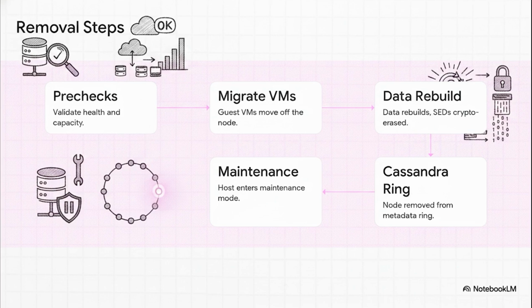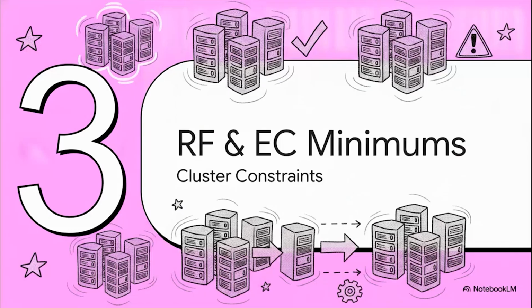Third, the cluster begins a massive background data rebuild. And this perfectly illustrates Nutanix's approach to security. If you're using self-encrypting drives or SEDs, they are automatically crypto-erased as a built-in part of this process. The key encryption key is permanently deleted, ensuring any residual data left on those drives is completely unrecoverable. It's totally wiped. After that, step 4, the node is sequentially removed from the Cassandra metadata ring. And finally, the host is placed into maintenance mode, and its underlying disks are implicitly removed from the cluster. Done and dusted.